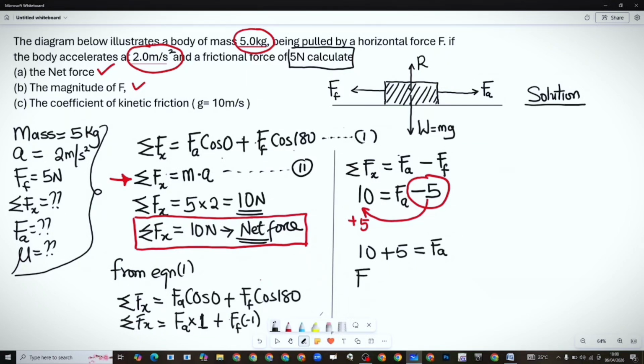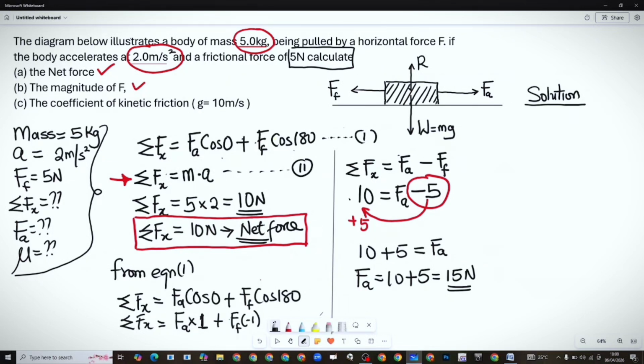So if I rearrange it, I know that my FA is equal to 10 plus 5. And if we add that, it gives us 15 newtons. That's the applied force, the magnitude of force there. This is number 2. Number 3 now says we should find the coefficient of kinetic friction. Very, very simple. What is the coefficient of kinetic friction?